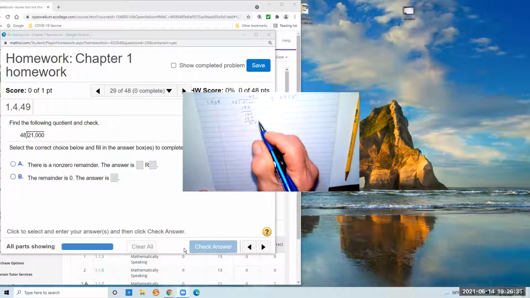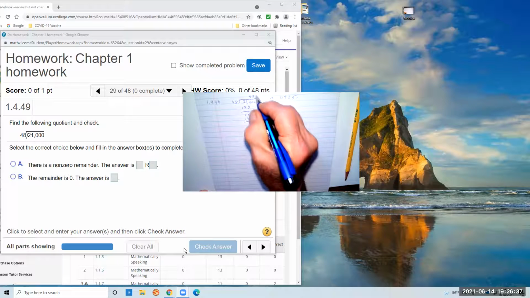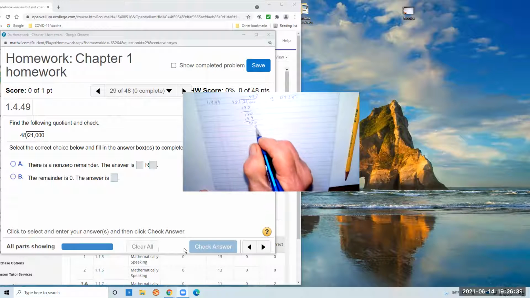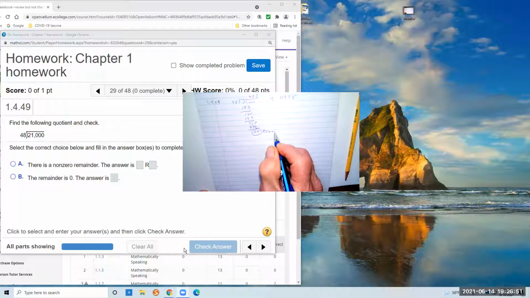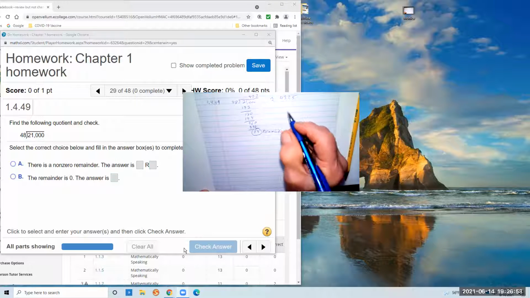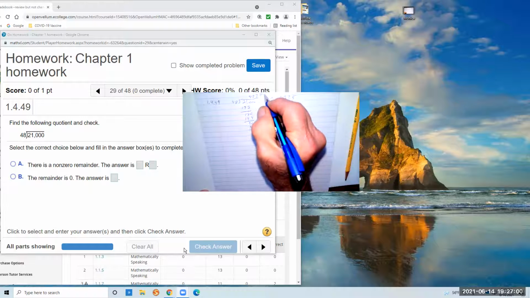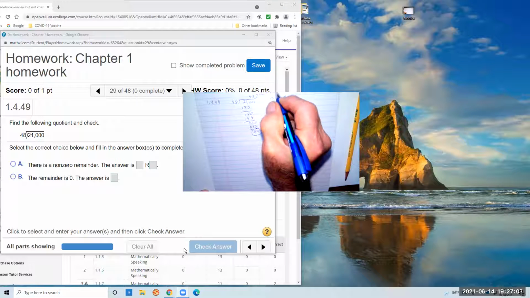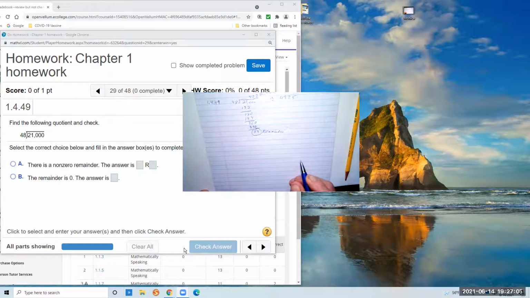Bring down the 0. 48 goes into 360 7 times. 7 eights are 56. 7 fours are 28, and 5 is 33. Subtract: 24. This 24 is the remainder. So this problem is not looking for a calculator approximation. It is looking for a quotient. The quotient is 437, and we have a remainder of 24.